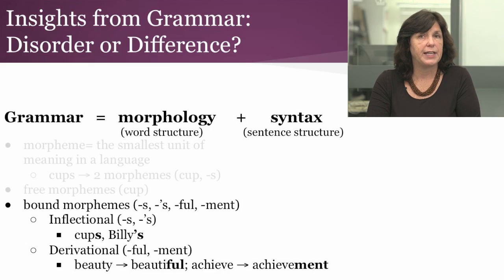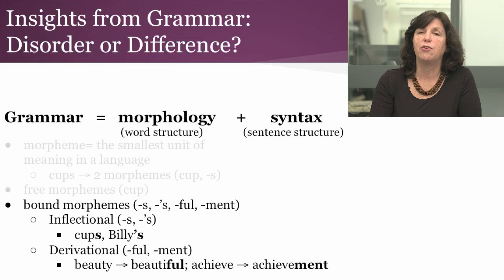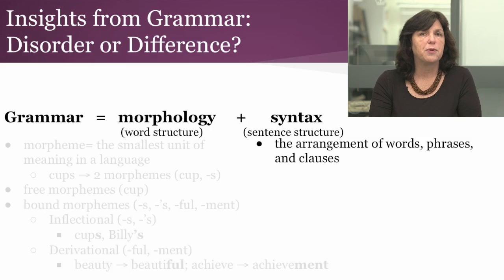Derivational morphemes, on the other hand, change the semantic meaning or class of the affected word. They, in essence, are used to derive new words. So in the case of beautiful, the -ful morpheme changes the word beauty from a noun into an adjective. The -ment derivational morpheme changes the verb achieve to a noun, achievement. Syntax refers to the arrangement of words, phrases, and clauses, which we'll discuss further in Module 5 of this series.